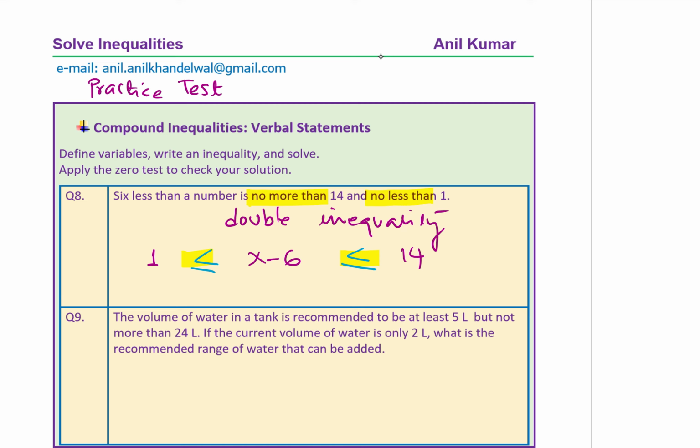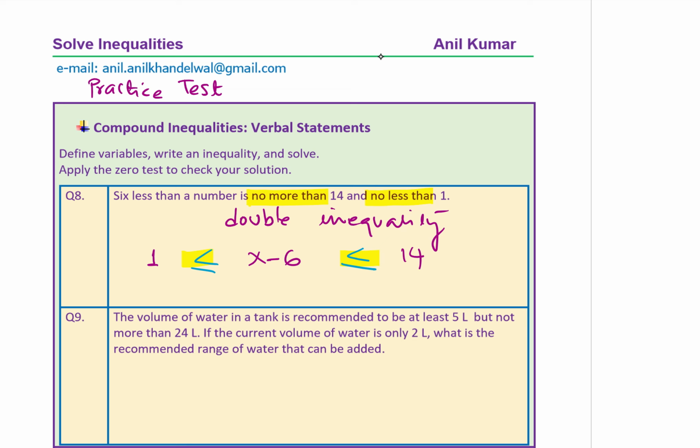Question number 9 here is, the volume of water in the tank is recommended to be at least 5 liters, right? But not more than 24 liters. If the current volume of the water is only 2 liters, what is the recommended range of water that can be added, right? That is what the question is. I'd like you to pause the video at this time, look at it, and get your solution. Now, question number 9 is very similar to question 8. It's an application question for you.